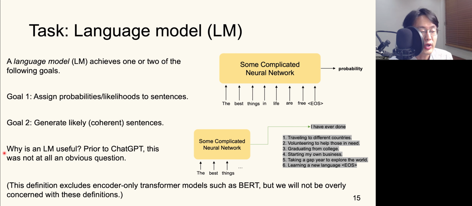I would argue that the question of why a language model is useful was not at all obvious prior to the era of ChatGPT. If you have a language model, you can assign likelihoods to sentences, but what would you do with that? You can generate text, but if it just talks to itself and generates words, why would that be useful? As a quick remark, this definition of a language model excludes encoder-only transformer models such as BERT, but let's not be overly concerned with these precise definitions.